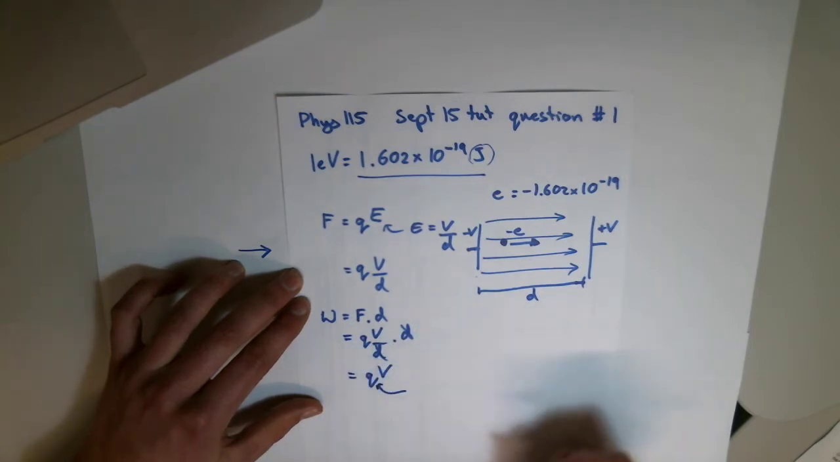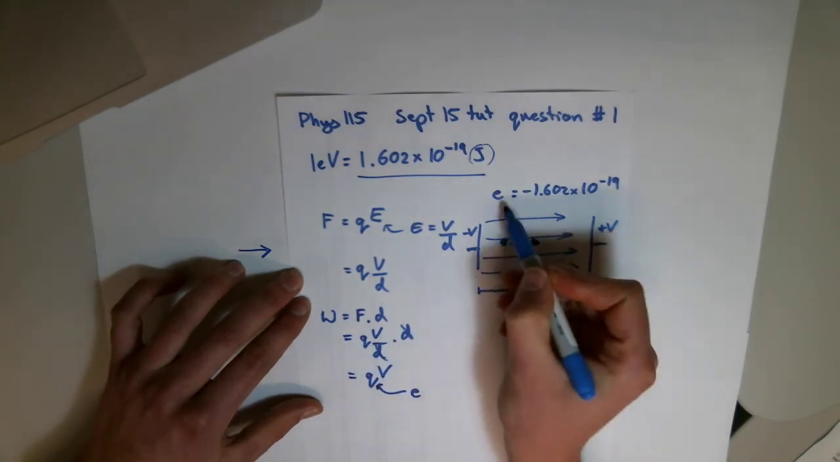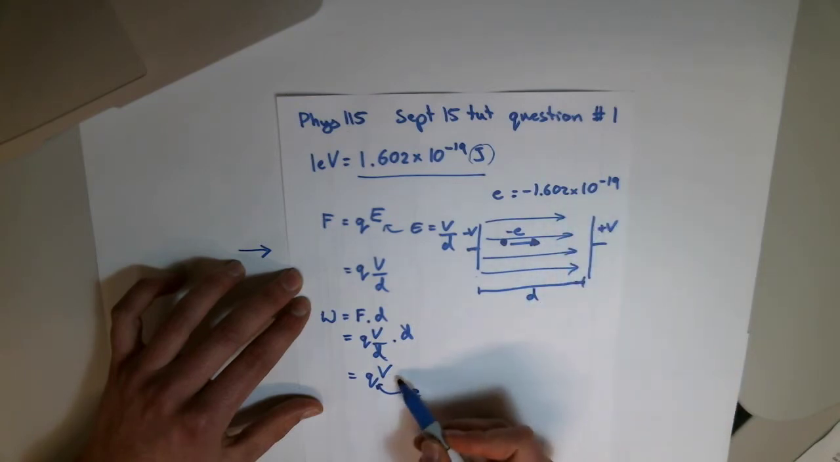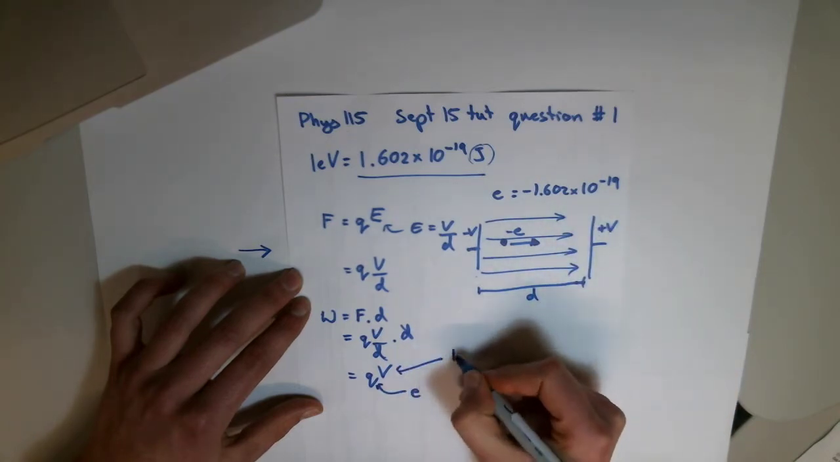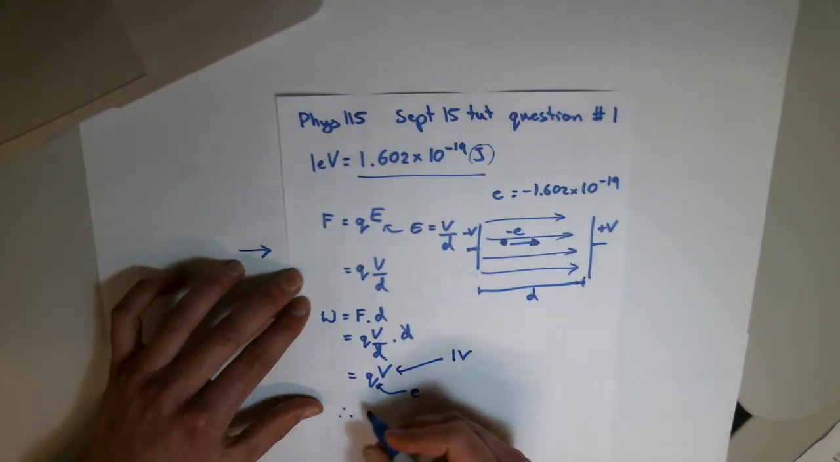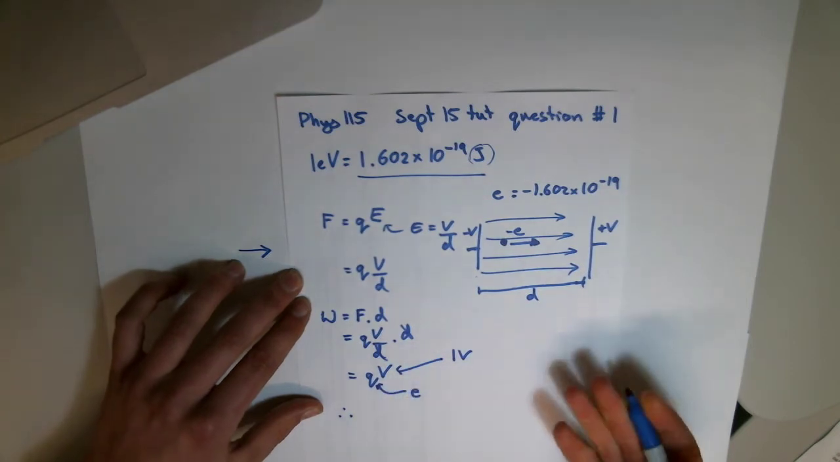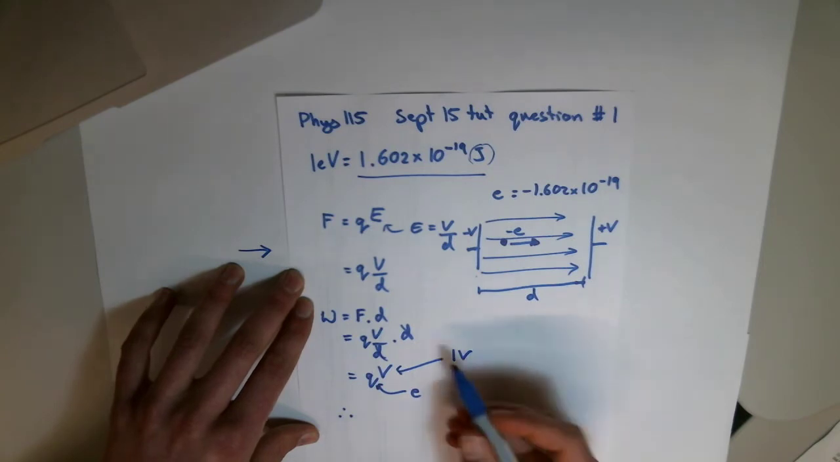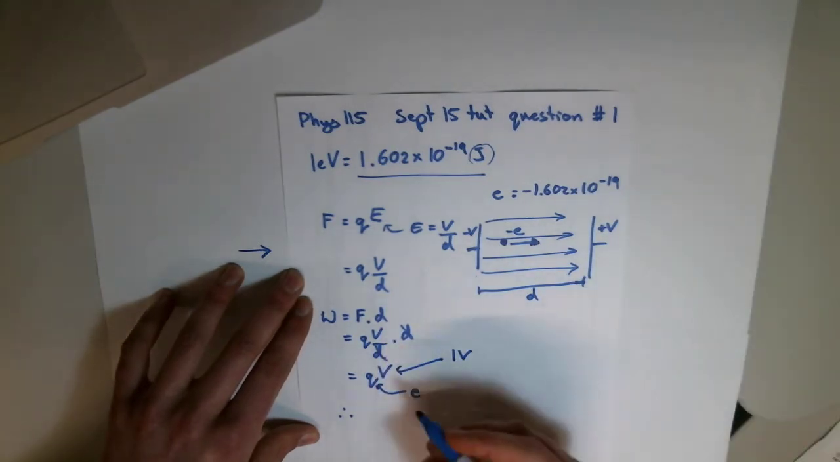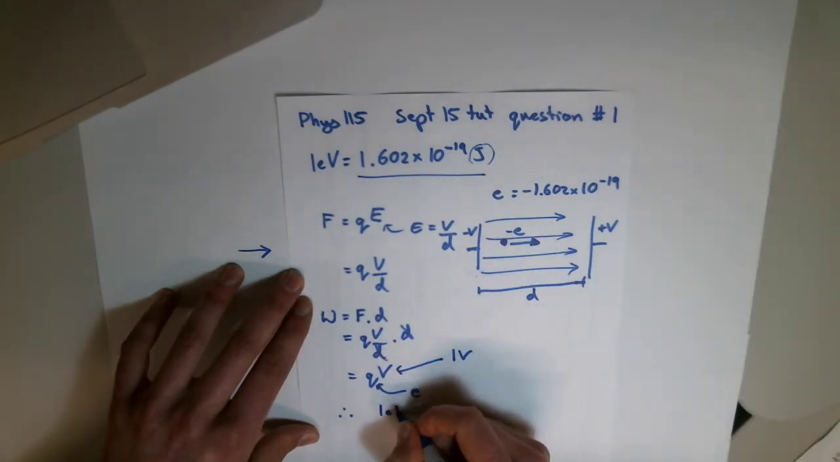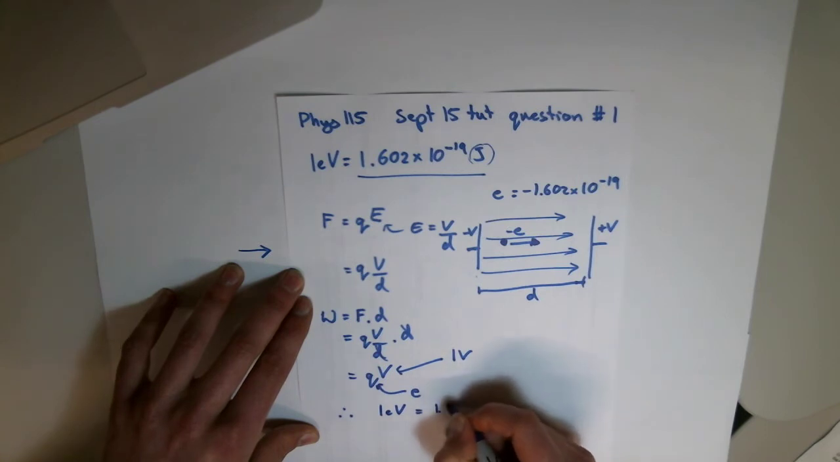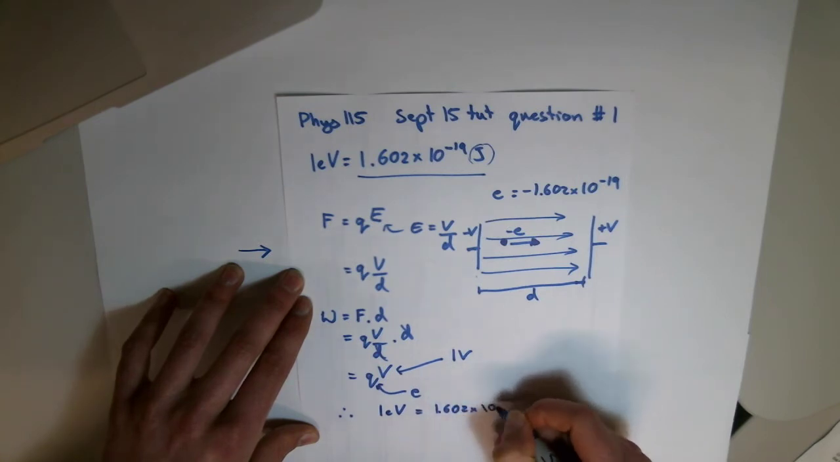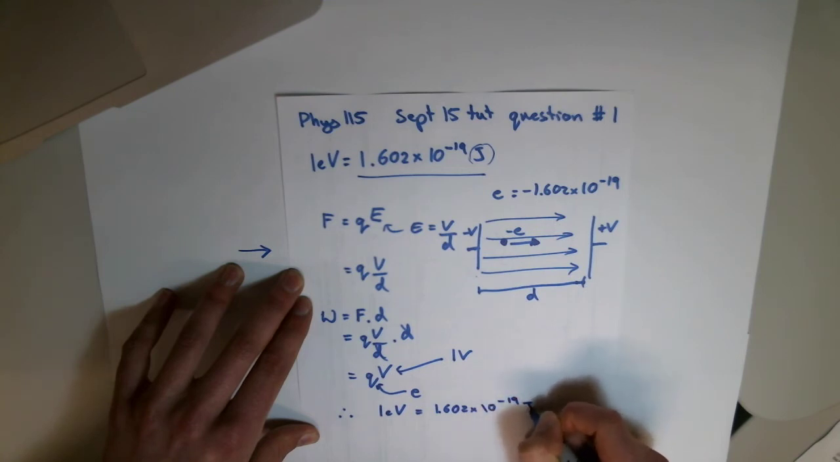Now our Q here, because we're talking about an electron, is just e, which I defined up here, and our voltage, as defined in the question, is 1 volt. So therefore, the amount of energy required to accelerate an electron through 1 volt potential difference, the distances cancel, it doesn't matter, is 1 electron volt, or the equivalent of 1.602 times 10 to the minus 19 joules.